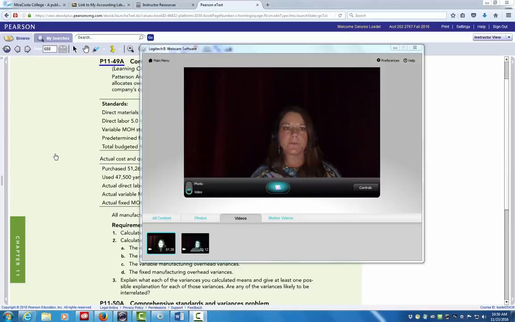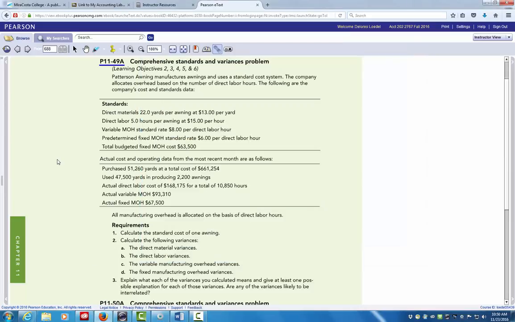P1149A. I'm going to pull that up right now. And for this particular problem in this particular textbook, edition number 4, you can find P1149A on page 688. In future textbooks, it may be on a different page, but you can take a look at the problem here by pausing your video right now and taking a look at all of the learning objectives.